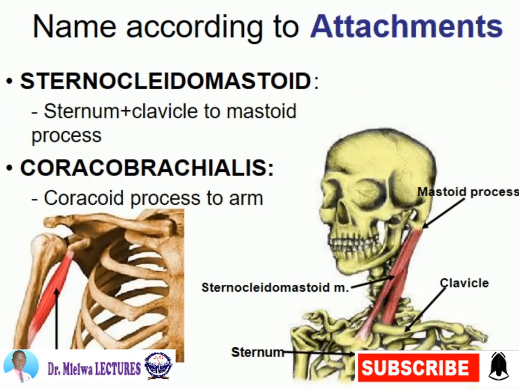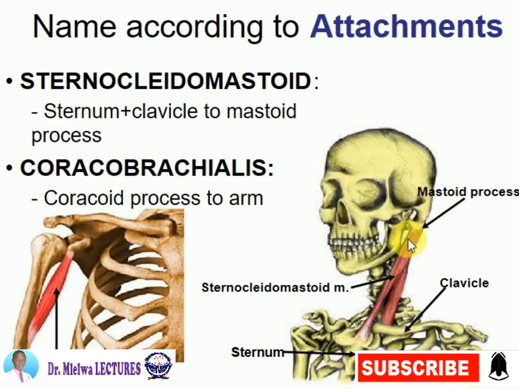According to attachment, you see for example this is the coracobrachialis muscle. It originates from the coracoid process of the scapula. On the scapula, for example, this is the coracoid process and this is the olecranon process. For example, this clavicle goes to attach on the olecranon process. This is the coracoid process, we will see it later. But you see a coracobrachialis, brachialis is just the arm, it works on the arm. But coraco is because its origin is the coracoid process.